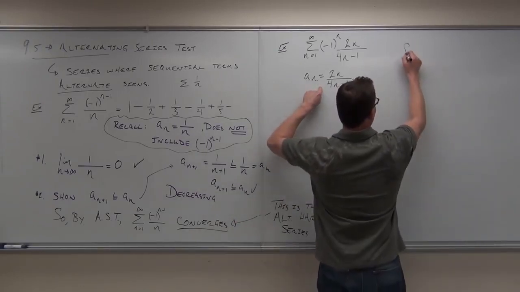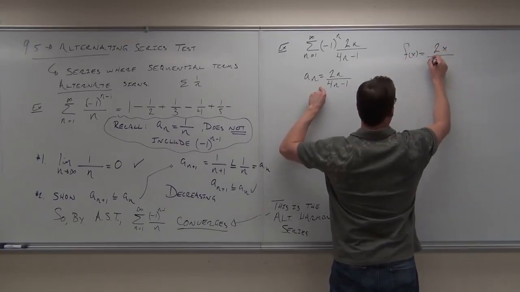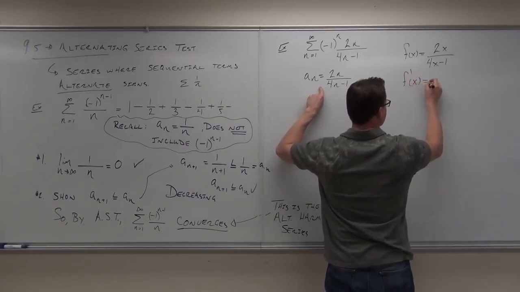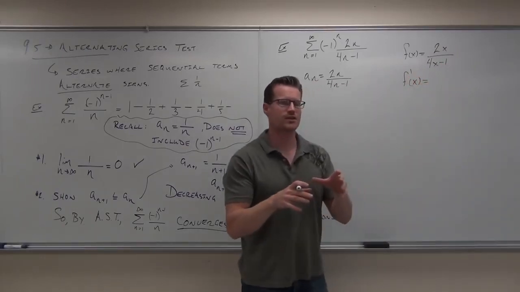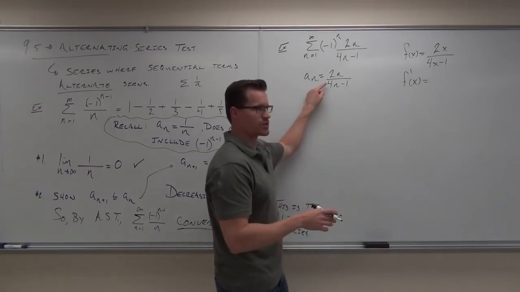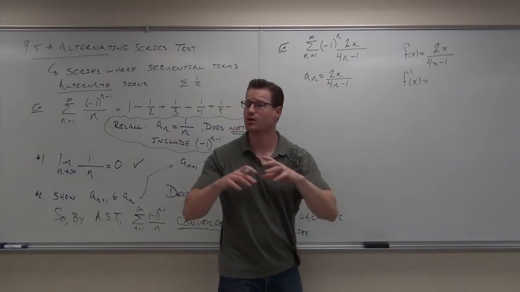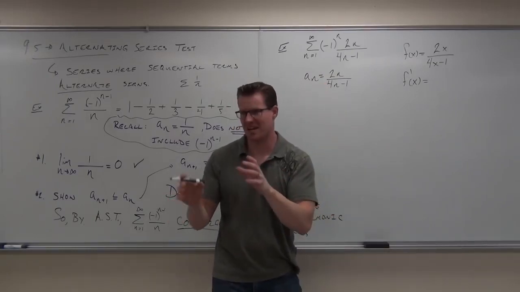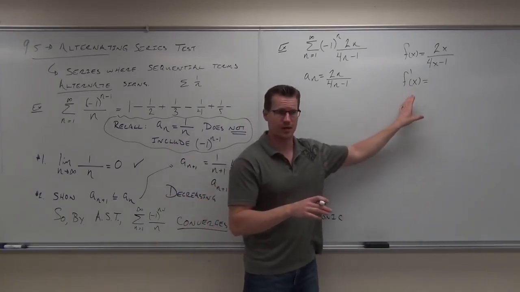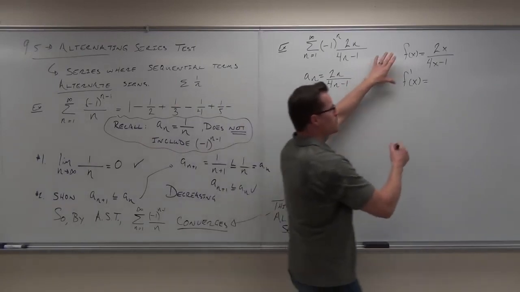I would think of f of x equals 2x over 4x minus 1. I would find a derivative of that thing. By the way, all of this is kind of a moot point. Do you understand that when I take the limit of this, it's going to equal 1/2? Yes. And that's not 0, therefore this thing will diverge by the divergence test. But I'm just showing you something extra right now, okay? So if you didn't show it like this, you could show it with a derivative.